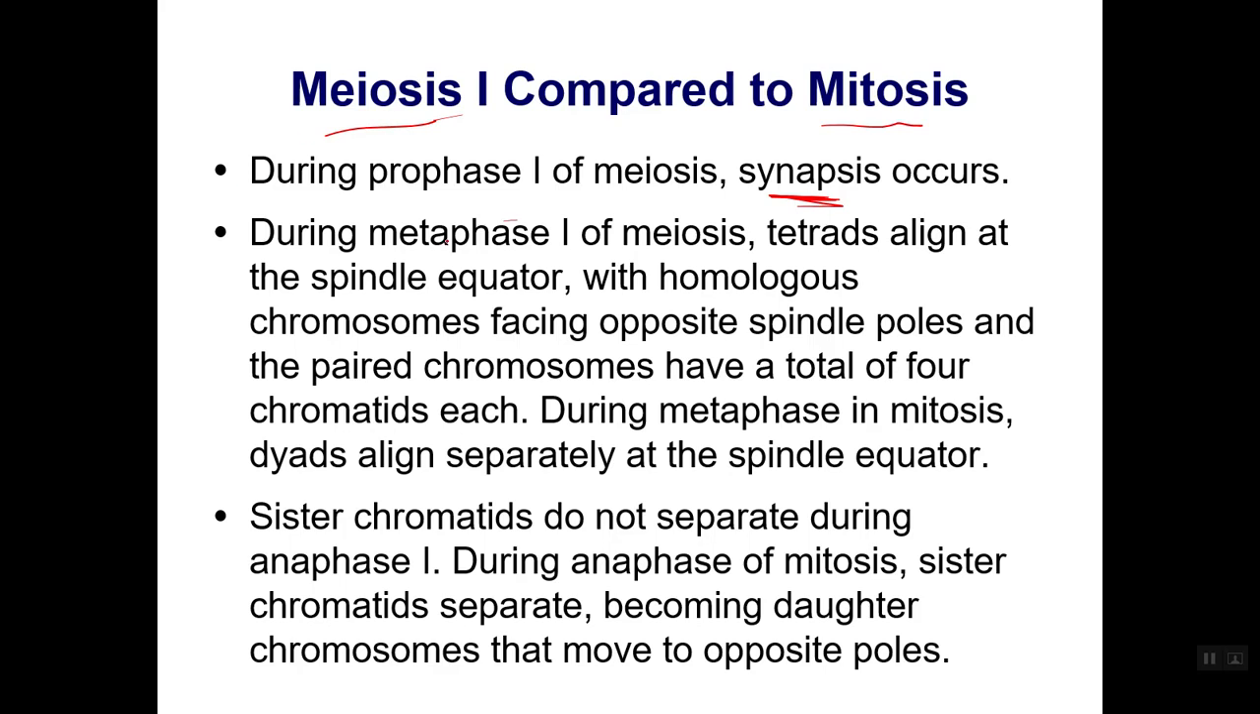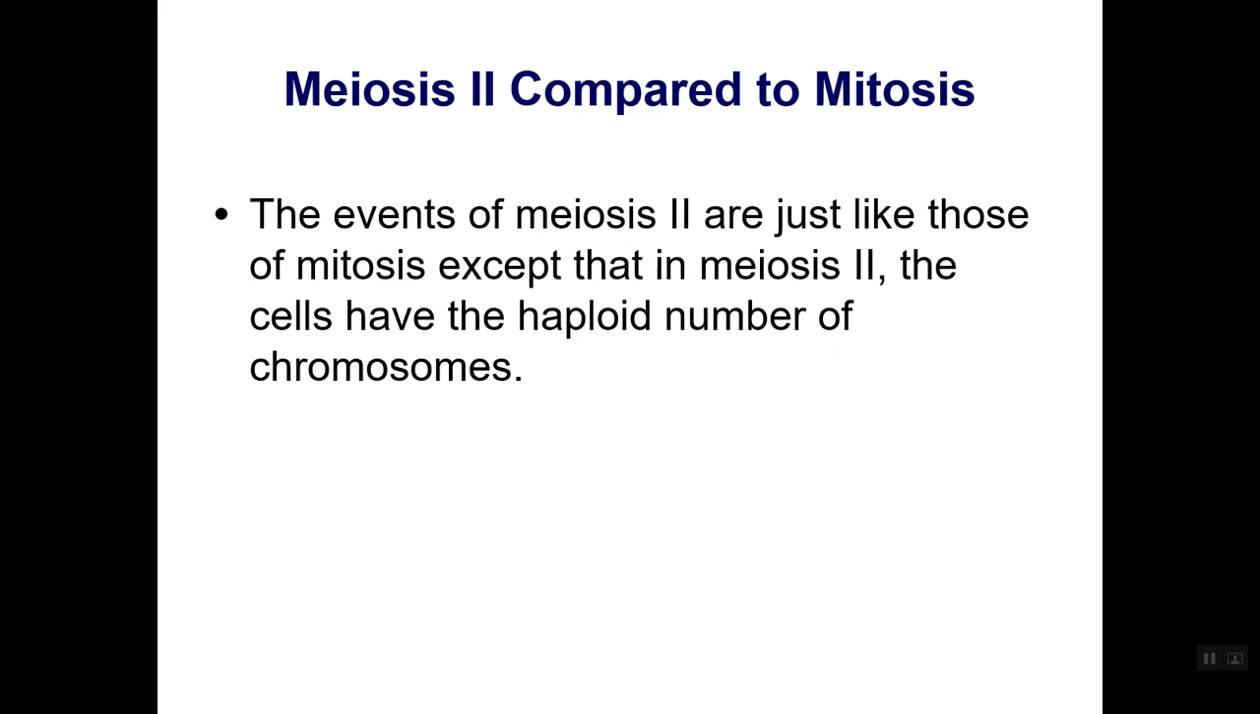During metaphase 1 of meiosis, the tetrads align at the equator of the cell with the homologous chromosomes facing opposite spindle poles. Again, that didn't happen in mitosis because there are no homologous chromosomes in mitosis. They only have sister chromatids. All right, and then sister chromatids do not separate during anaphase 1. The homologous chromosomes do. During anaphase of mitosis, the sister chromatids separate. Meiosis 2 compared to mitosis, they're basically identical processes, except that the chromosome configurations are different. Meaning in mitosis, we had diploid cells, and at the end of meiosis 2, we have haploid cells.